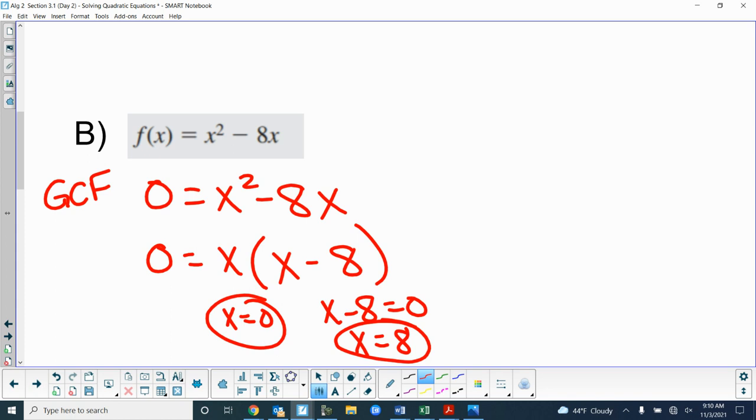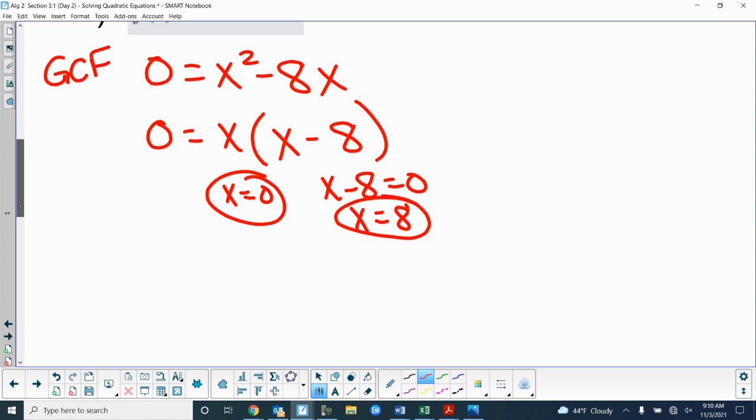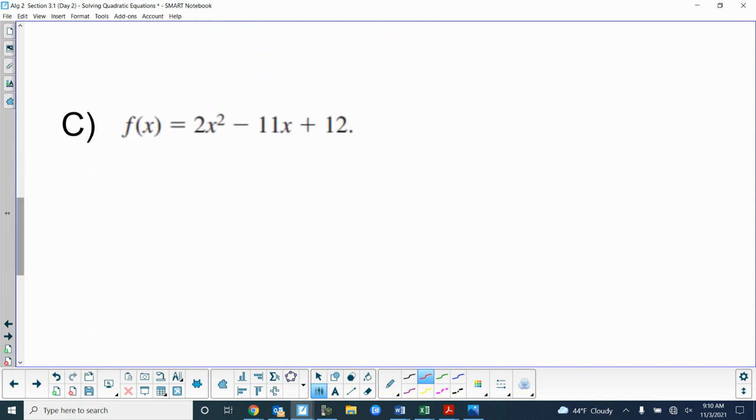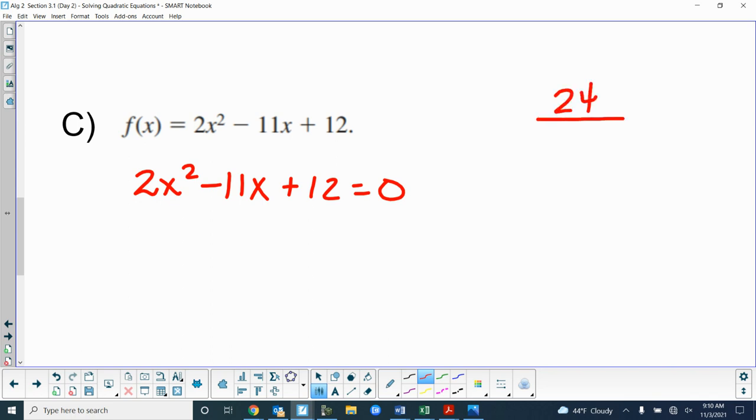Okay? You understand? I have one more example. Do you want me to do it? Okay. Is there a GCF? No. Okay? So, again, we're just setting it equal to 0. What's 2 times 12? 24. All right? Since the 12's positive, my factors are both going to be whatever b is. So they're both negative. So negative 1 and negative 24, negative 2 and negative 12, negative 3 and negative 8, negative 4 and negative 6.